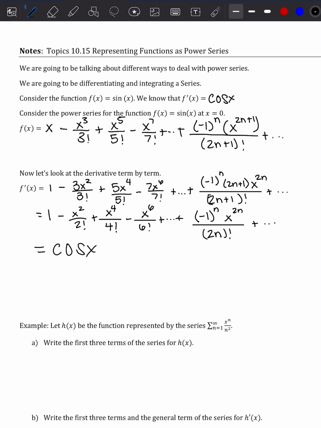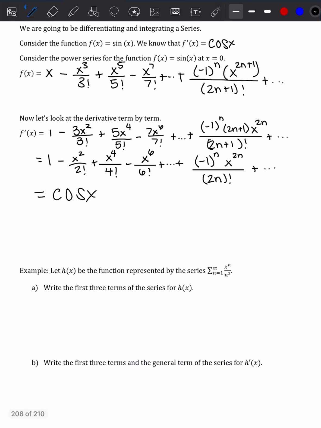So let's look at this function. Let h of x be the function represented by the series, the summation from n equals 1 to infinity of x to the n power divided by n squared. This right here is going to be really important for us because it has n. This is going to be our general term. So that function that we are given is our general term.